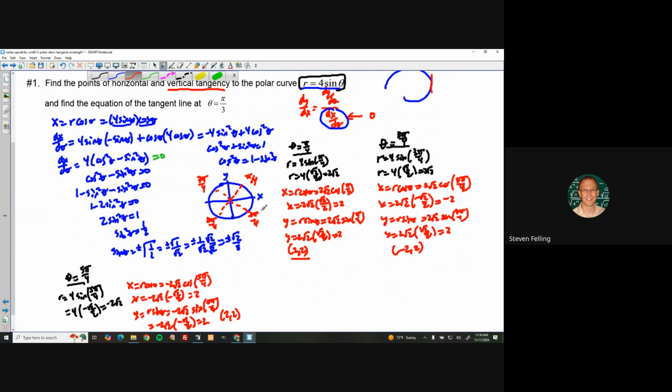And actually, if you do the 7 pi over 4, you also get this again. So there are actually 2 points of tangency. The final answer is we have vertical tangents at the points 2 comma 2 and negative 2 comma 2. Okay, so let's actually graph this function to see if that is in fact correct.